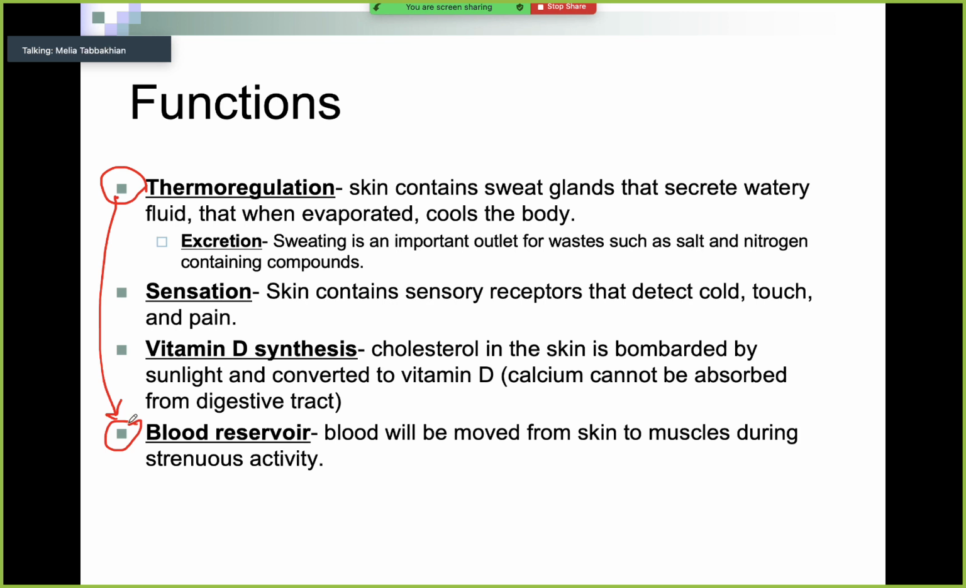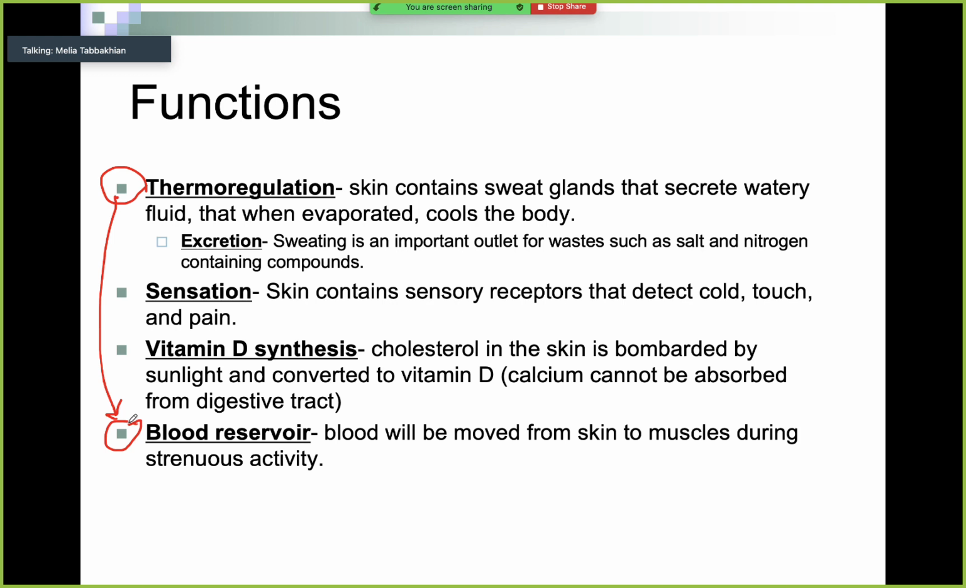So when you're doing strenuous activity and you work out a lot, you're running or jogging or lifting weights, a lot of the blood will be moved from the skin to muscles. So sometimes you notice that your skin gets less red when you're doing things like weightlifting because your muscles are being worked out and they need a lot more blood. After your workout, you'll notice that your skin turns kind of red. And that red is because blood is being taken back to the skin.